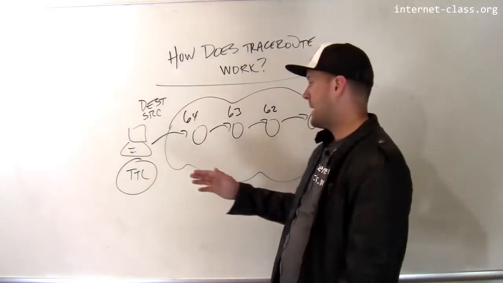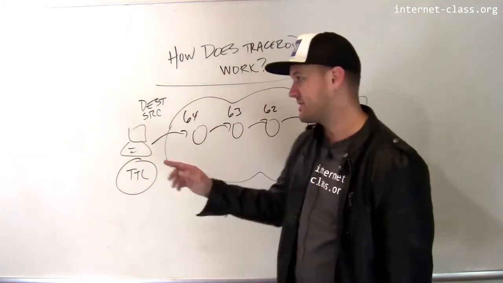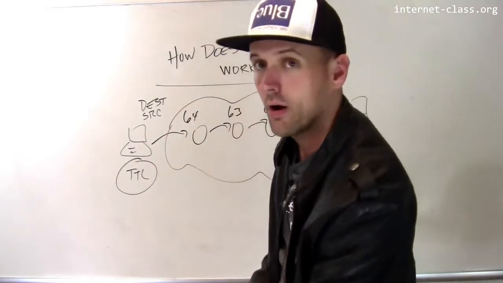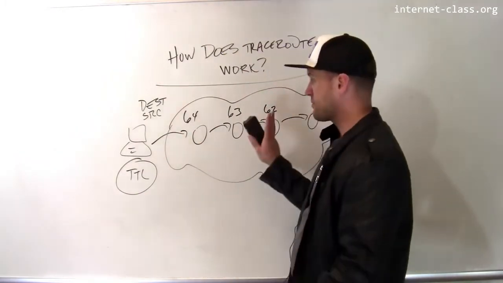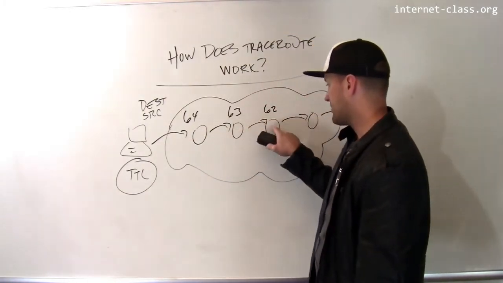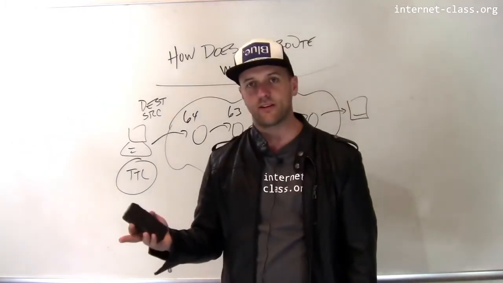Something's wrong, the packet isn't making any progress towards its destination, maybe it's stuck in one of these loops, and so the packet is dropped at that point. Now, what traceroute does is it exploits this time to live field to find out the identities of the routers along the routing path between a source and a destination.